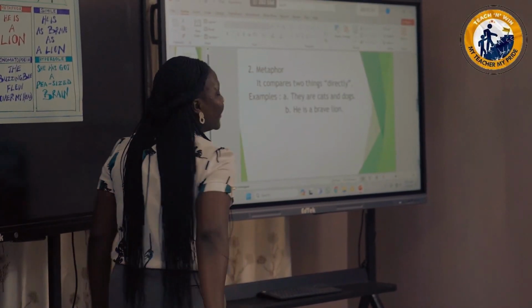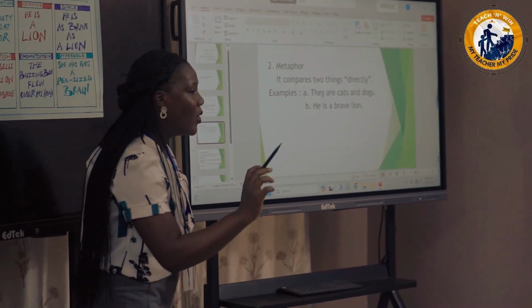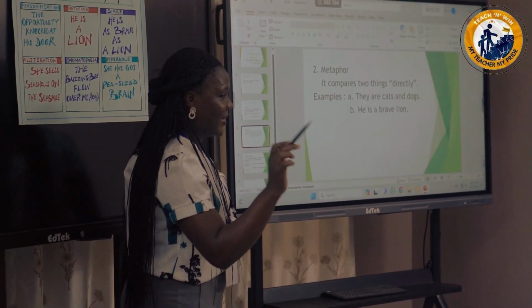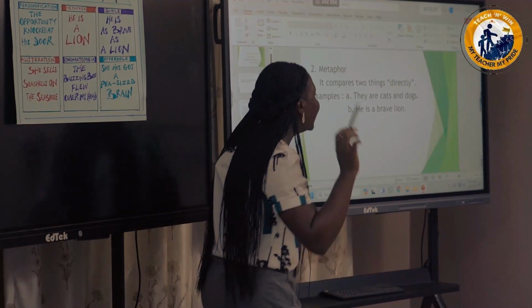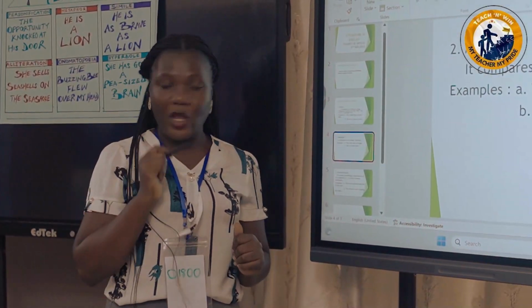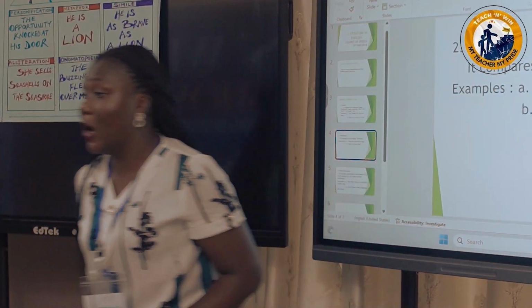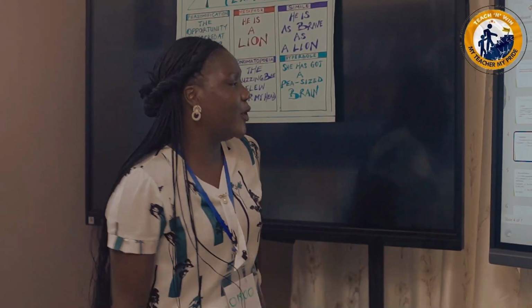Let's move on very quickly to the next. We have metaphor. Now remember I said that simile compares how? Indirectly. Metaphor, on the other hand, compares 2 things directly. So instead of saying that they are fighting like cats and dogs, we say they are what? We say they are cats and dogs. Beautiful.